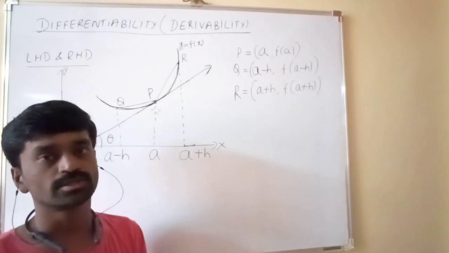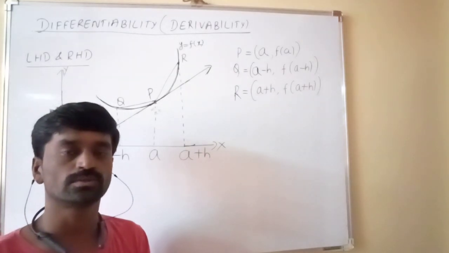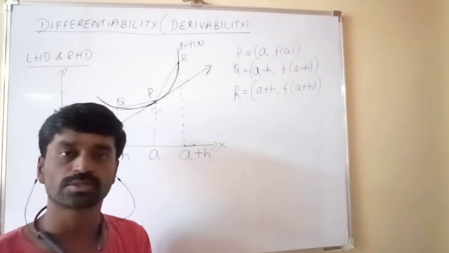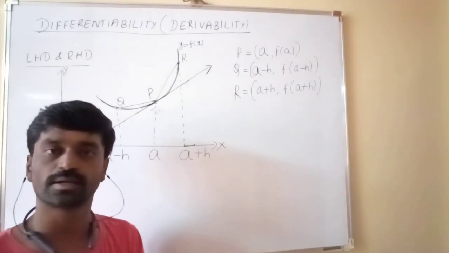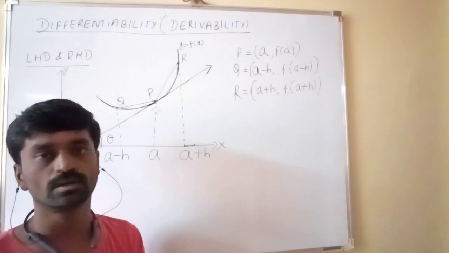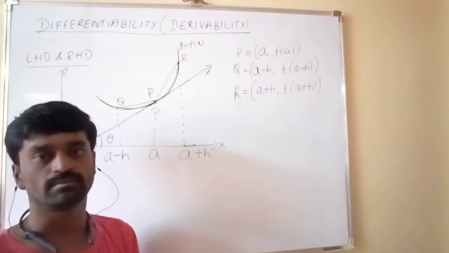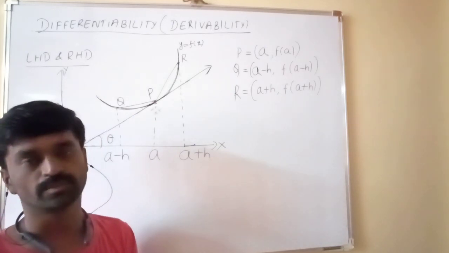So what is a tangent? Why do we need to draw the tangent to the curve? It gives the direction of the curve at that point. The tangent line gives the direction of the curve at a particular point. Also we know that the tangent is the limiting position of secant lines.